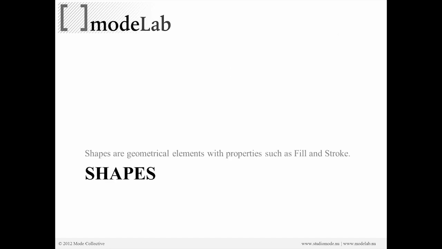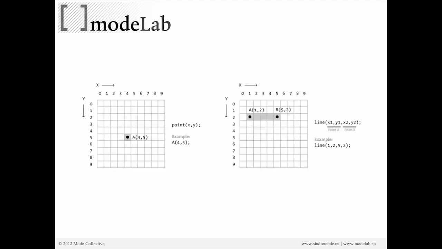Okay, so we're going to be sketching with shapes. So what are shapes? Shapes are just geometrical elements with properties such as fill and stroke. So if we want to draw a point, right, a point is only defined by x and y coordinates. So again, if we're at the upper left-hand corner of the display window, as we move away to the right, we're moving in the positive x direction, and down is the positive y direction.